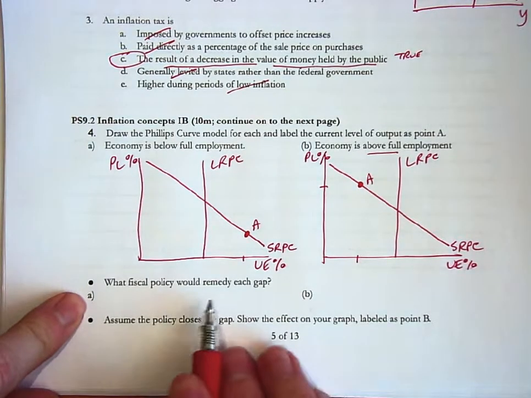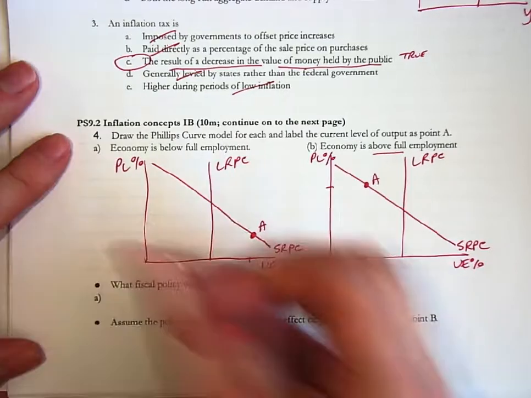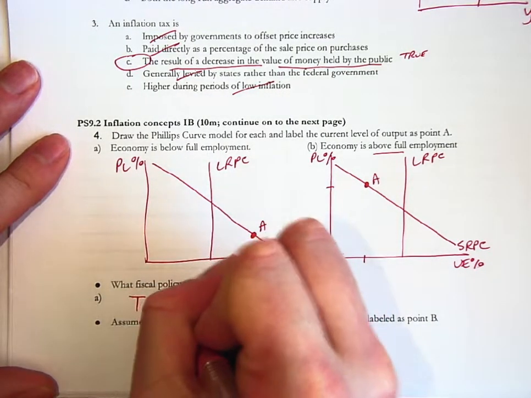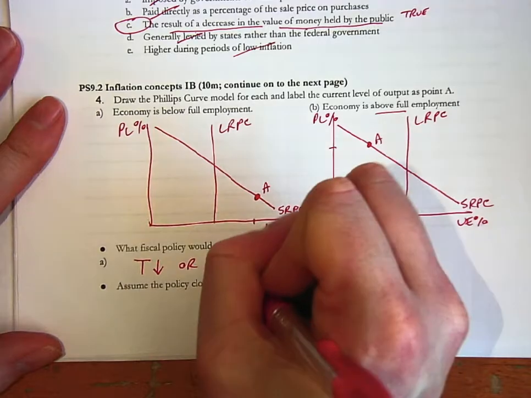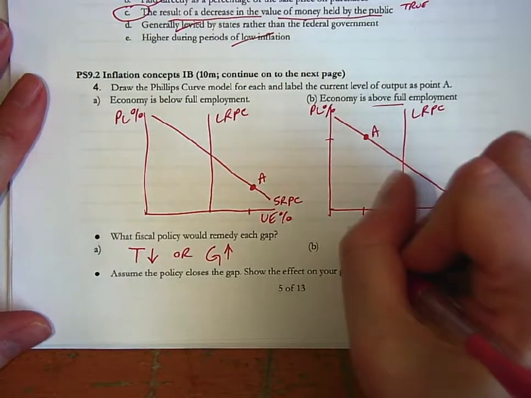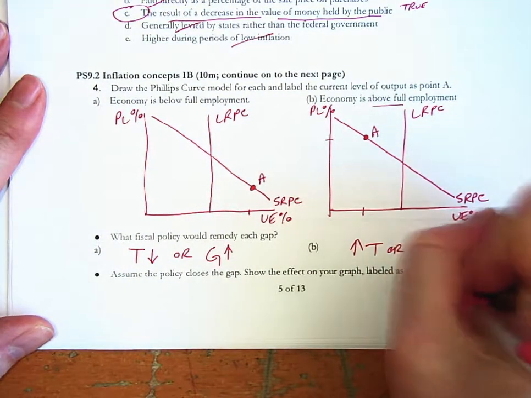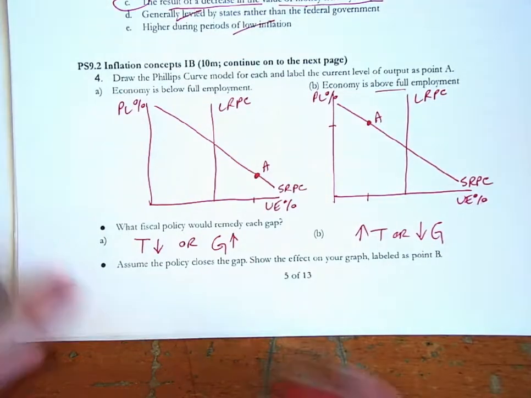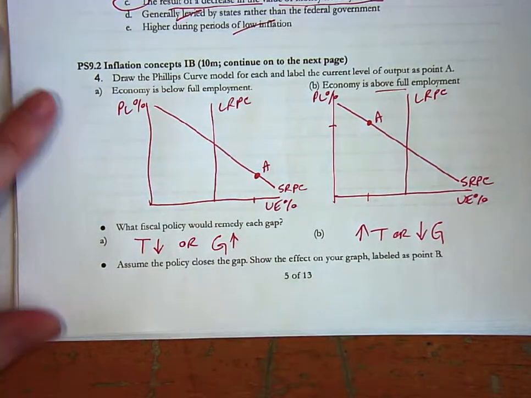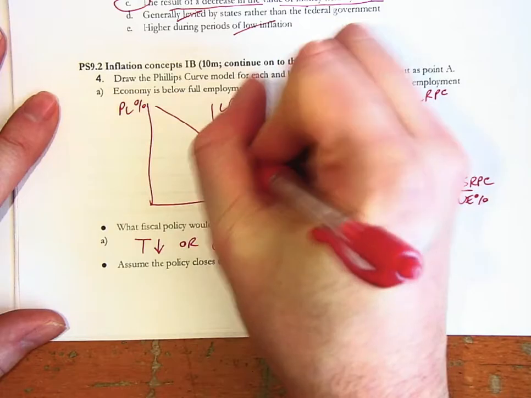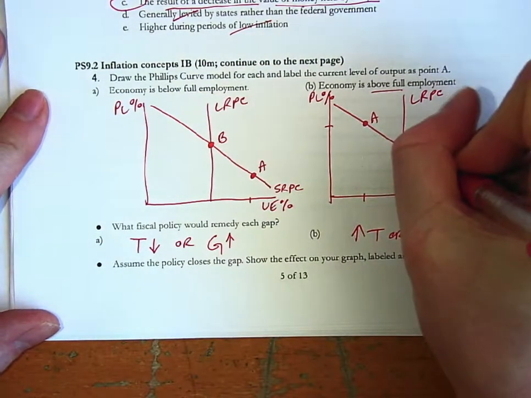Now, what fiscal policy would remedy this gap, a recession? Well, we could cut taxes or increase government spending. And for this, we could raise taxes or cut government spending. Assume the policy closes the gap, show the effect, label as point B. So if they close the gap, then we are right back at equilibrium, point B.